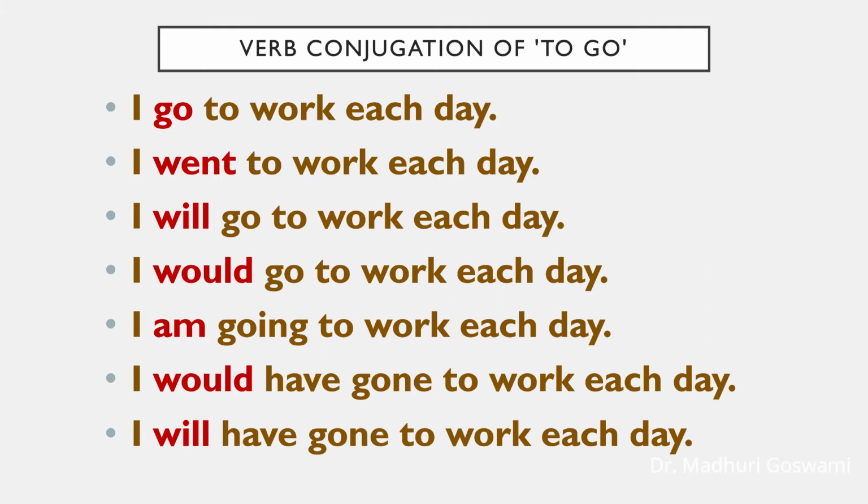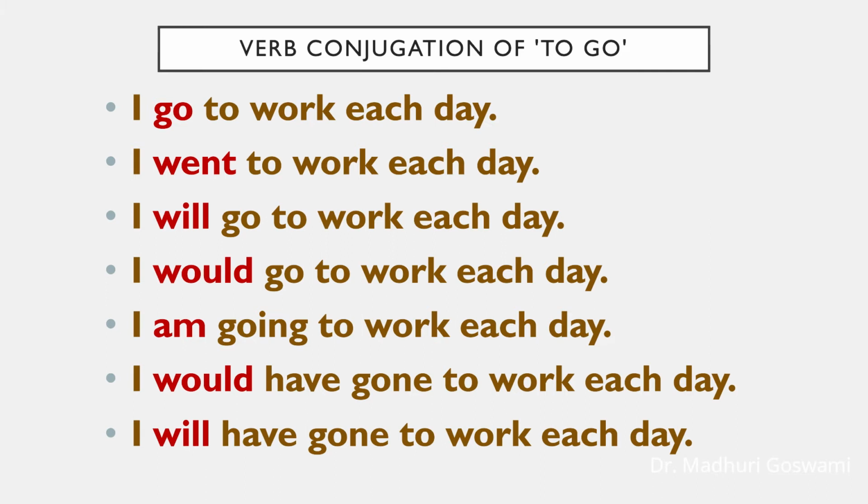I go to work each day. This is something that still occurs. I went to work each day. This is something that no longer occurs. I will go to work each day. This is something that has not yet happened. Next sentence is, I would go to work each day. This is something that might happen if a condition is met.